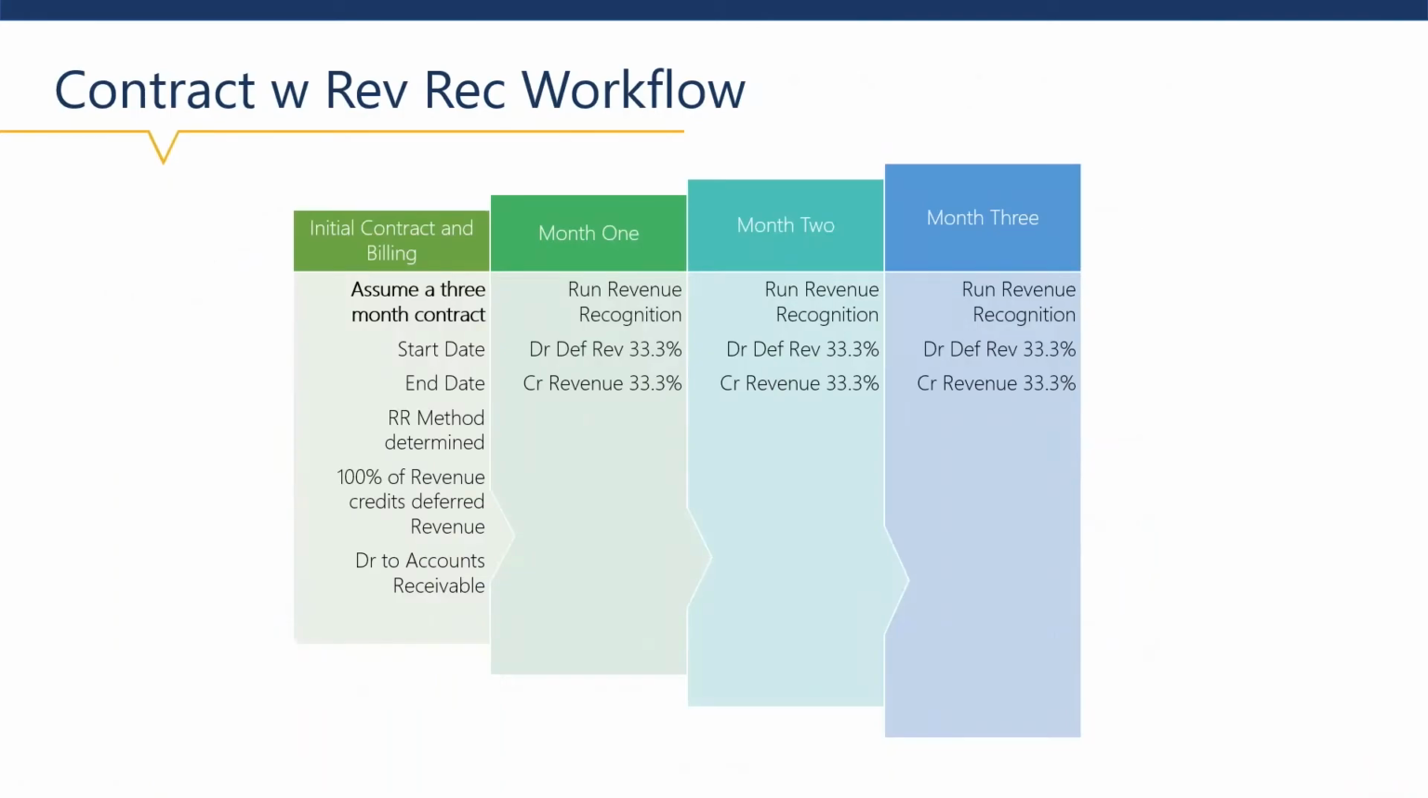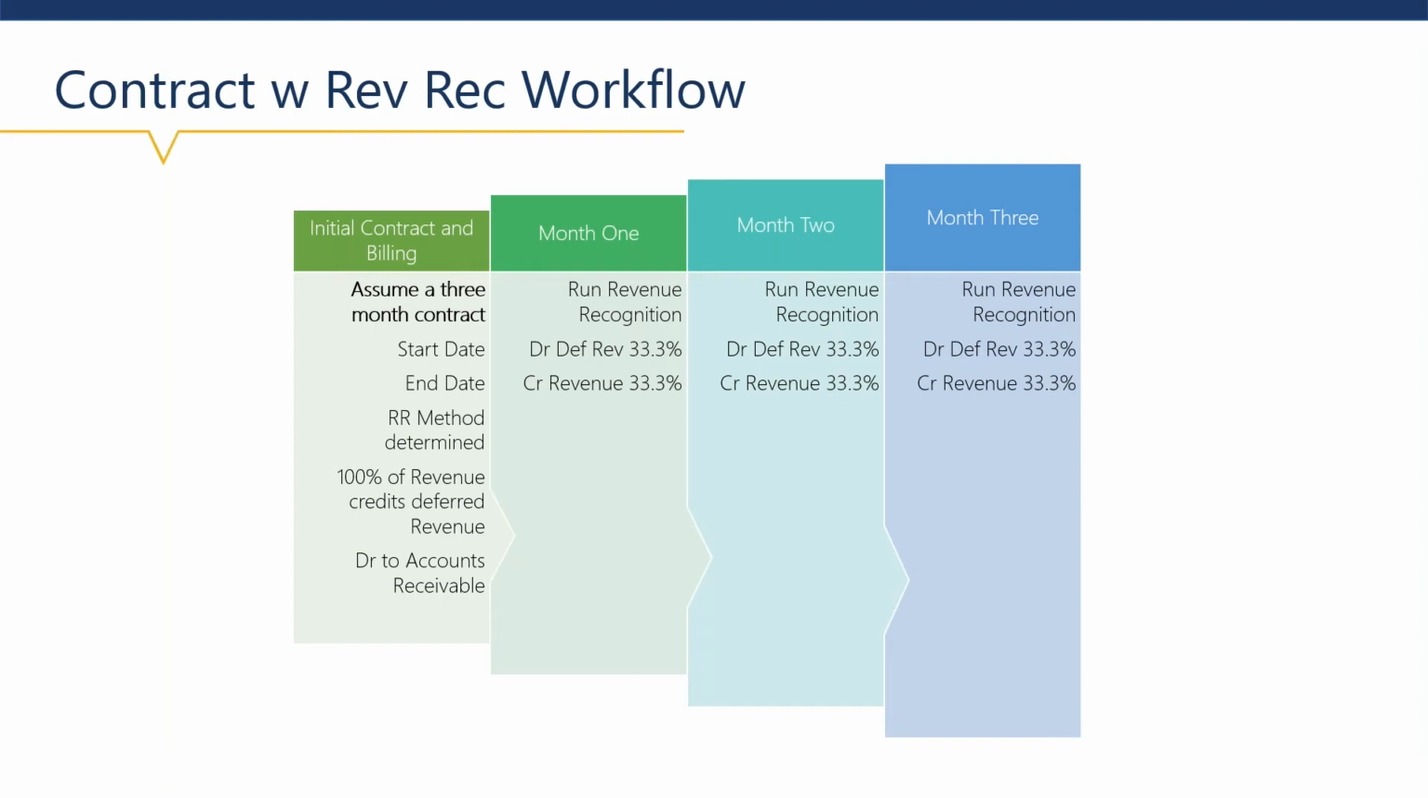So what is the workflow for revenue recognition? Well, you're typically going to set up an initial contract and probably have some sort of a billing event. In our example here, we've got a 3-month contract. You're going to set up a start date and an end date. That's going to be important so revenue recognition knows what the time span is. The revenue recognition method is probably going to be determined automatically by the system. I will show you that in a moment.